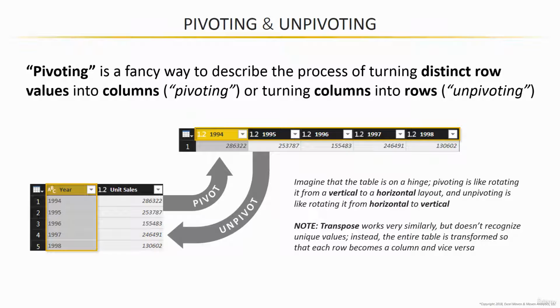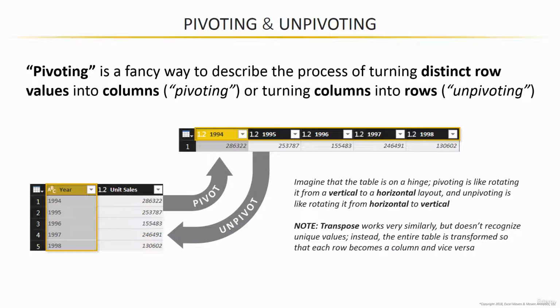But if instead we had two rows of 1994, for instance, pivoting would collapse both of those rows into a single 1994 column, while transposing would preserve both versions and keep two separate columns, each with a 1994 header. So one way to think about it is that transpose is kind of clunkier, it's kind of brute force. It just takes the entire table and it just flips it on its side.